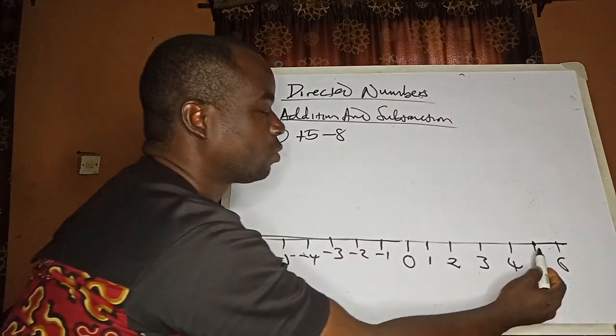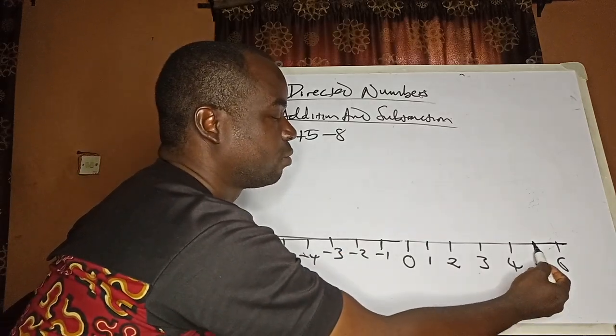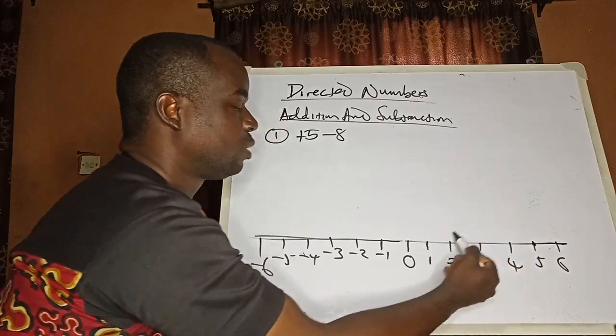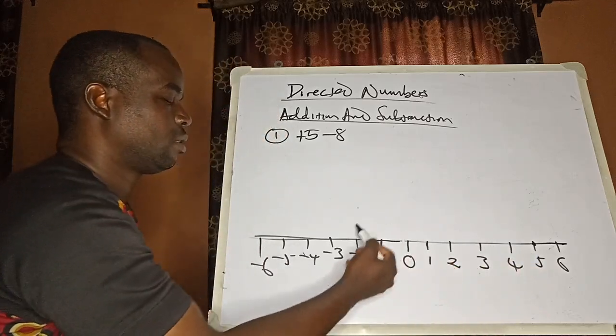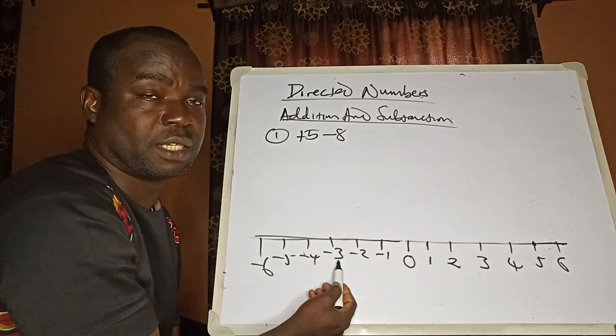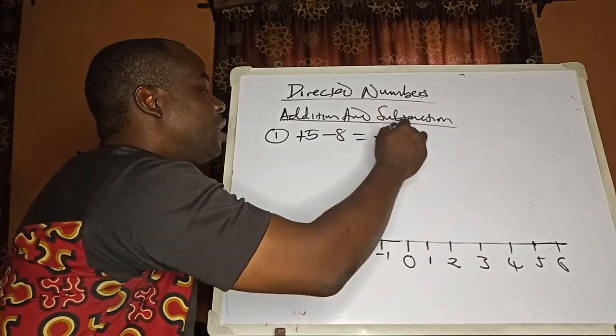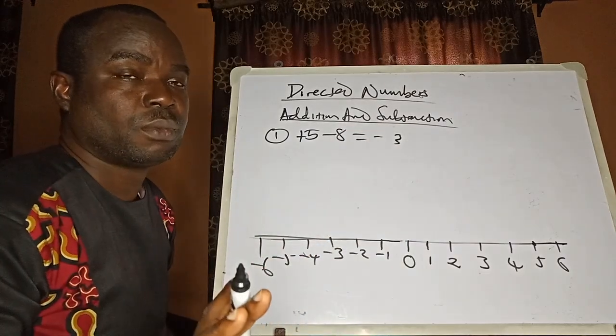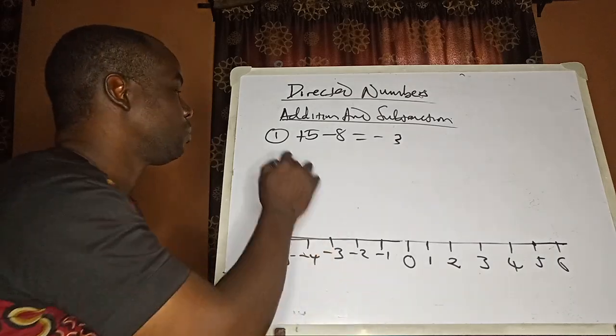So we now have 5, 1, 2, 3, 4, 5, 6, 7, 8. So the answer is minus 3. Very simple. Okay, let's twist it.